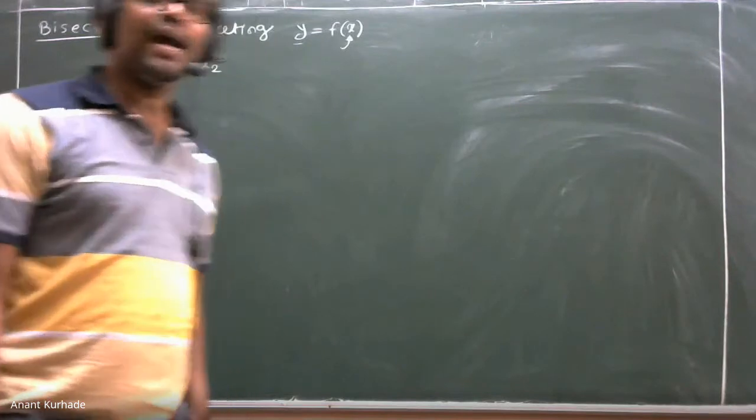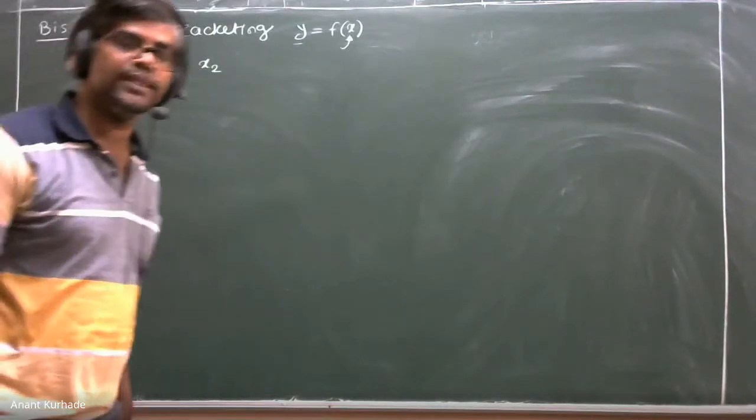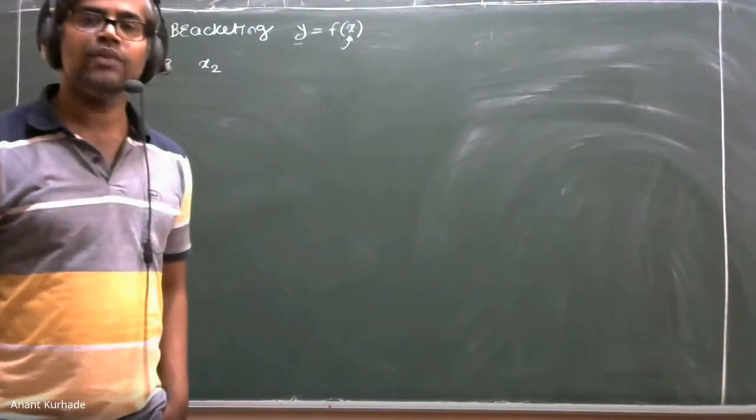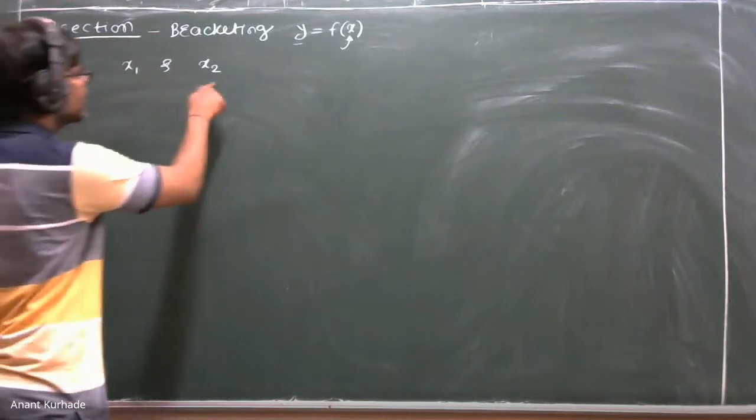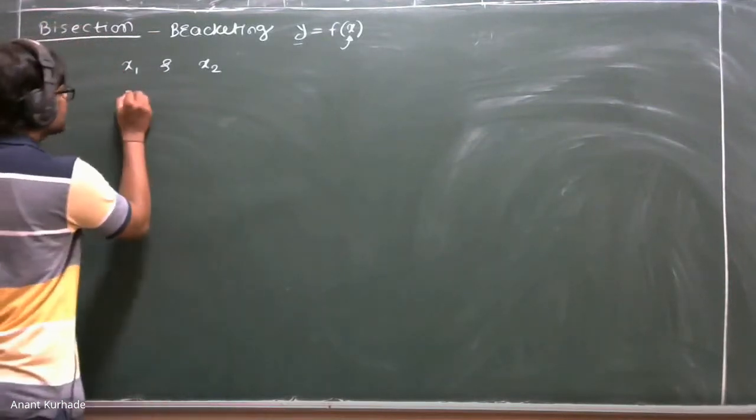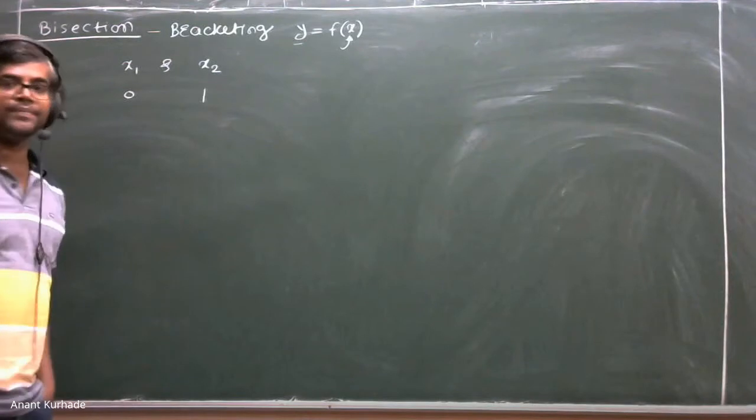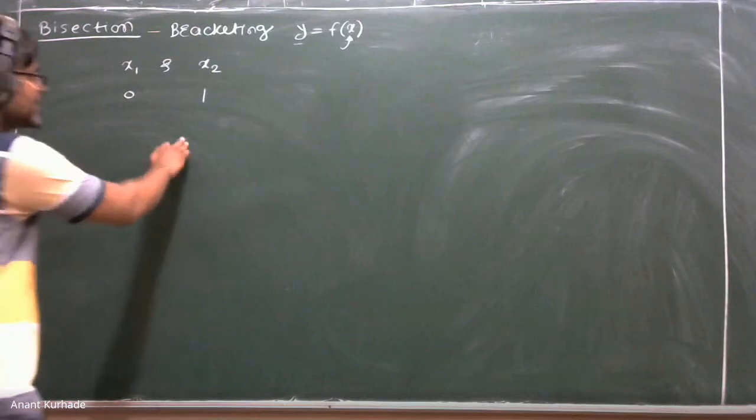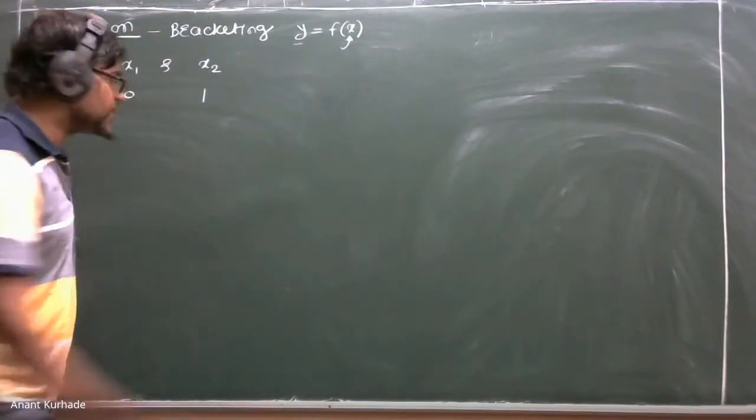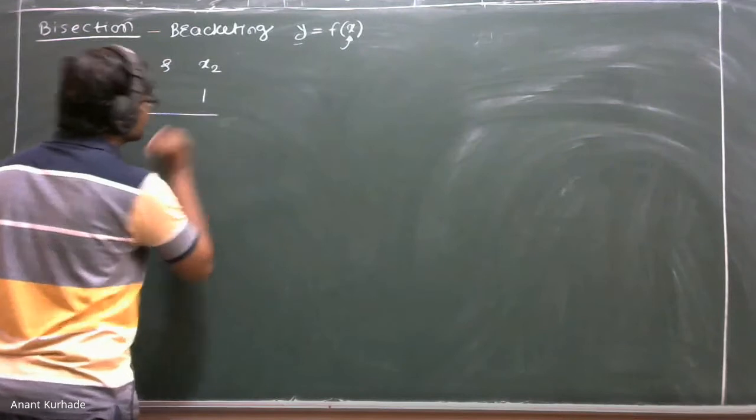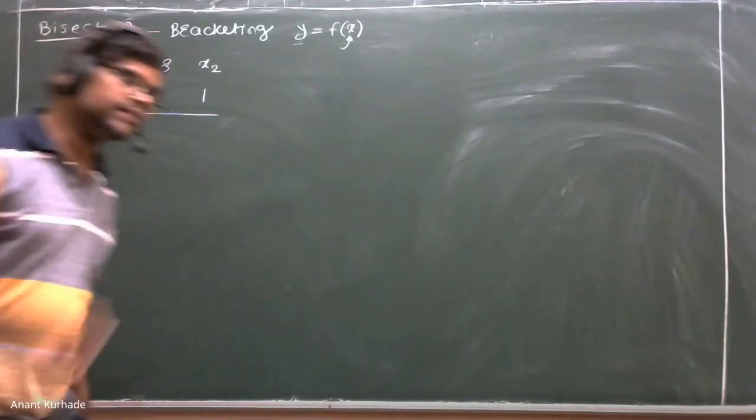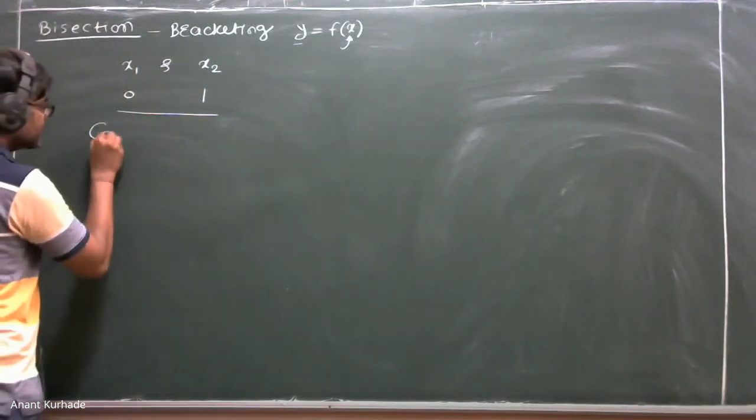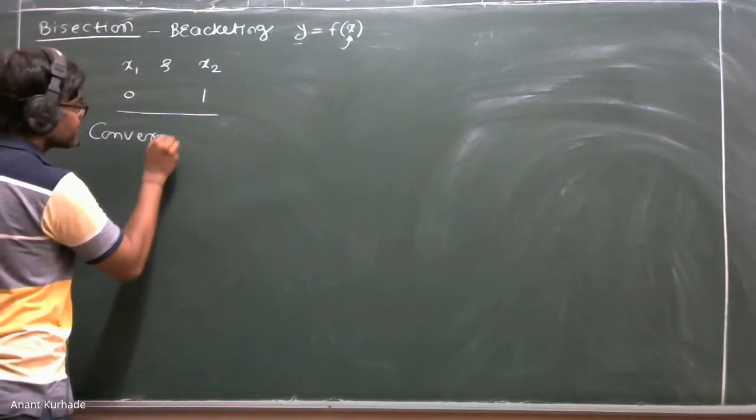If these guesses are provided in the problem statement, then it is not required to assume. But if not, then you can start with x1 equal to 0 and x2 equal to 1. But these are assumed guesses. We don't know whether these guesses are correct or wrong. So, in order to check the correctness of the assumed initial guesses x1 and x2, we have one condition, that is the convergence condition.